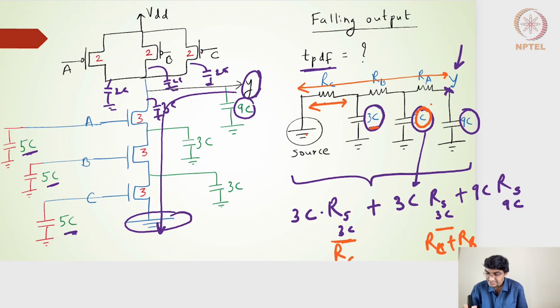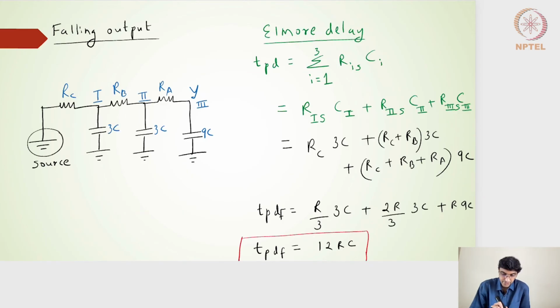And finally for 9C, from the source to the 9C node, the node Y, I see a resistance of RC, RB, and RA. So the output node to source path also gives me RC, RB, and RA. So the overall resistance here is RA plus RB plus RC. Right? So that's what I have.